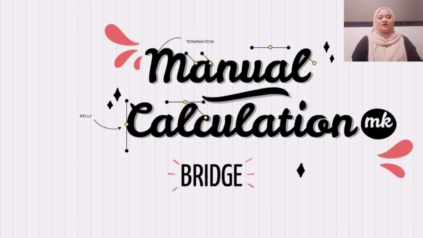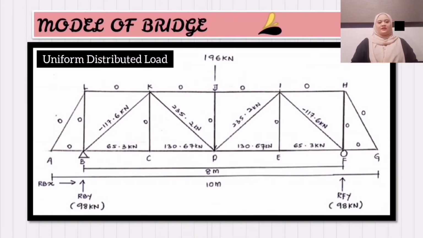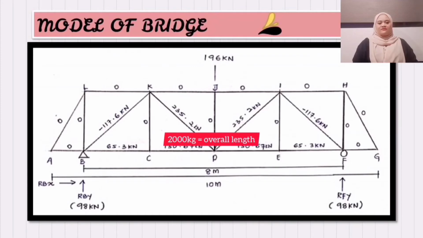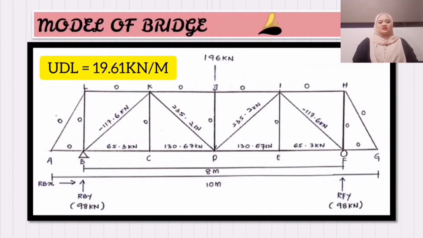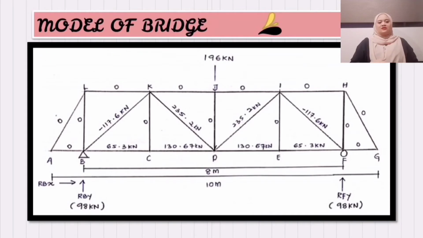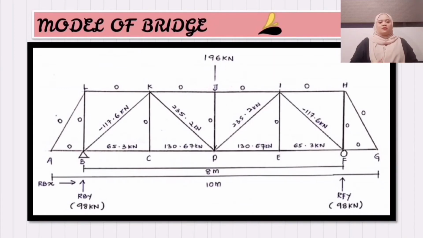I will present the manual calculation for the design model of the bridge. So this is our group's free body diagram of the bridge. The uniform distributed load on the bridge is 2,000 kg for the overall length of the bridge. But we need to convert it from kilogram to kilonewton. So the new UDL is 19.61 kilonewton per meter for the overall length. To determine the point load, it is 19.61 kilonewton per meter times 10 meter. So we got the point load as 196.10 kilonewton. Then we choose the whole number, 196 kilonewton only, as the point load.